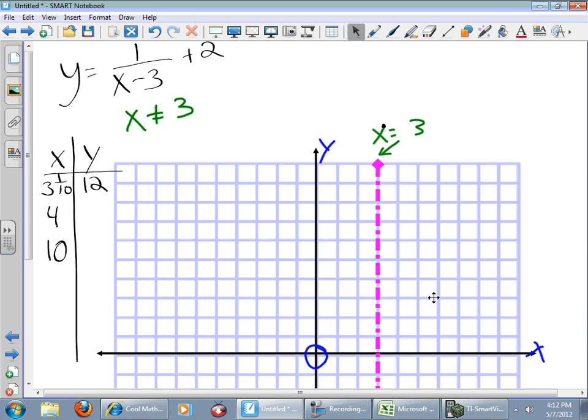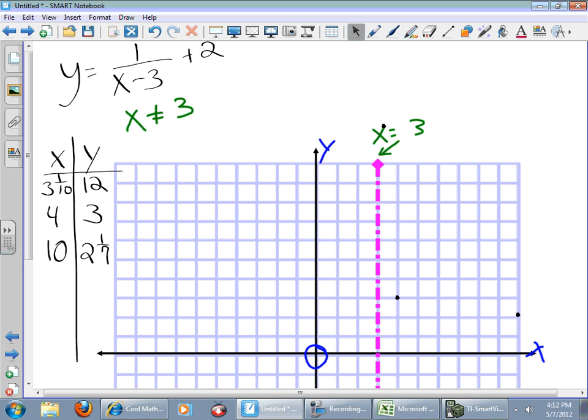All right, when I put 4 in, I get 4 minus 3 is 1. I get 1 over 1 plus 2. That'll end up being 3. So when I get 4, I drop all the way down to 3. Now, when I plug in, say 10, I get 1/7, right? 10 minus 3 is 7. 1/7 plus 2, so I get 2 and 1/7. So we get 10, 2 and 1/7 right about there.